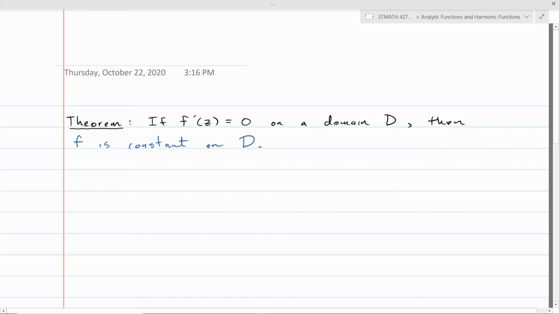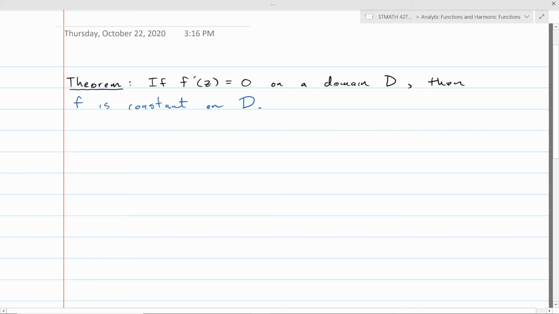Now, to prove this back in Calculus 1, you would use the mean value theorem. I won't go over the details of that, but we don't have a mean value theorem in complex variables, at least yet, that we can make sense of. We'll have to prove it a different way than the method you might have used in calculus class. So let's go through a proof of this.